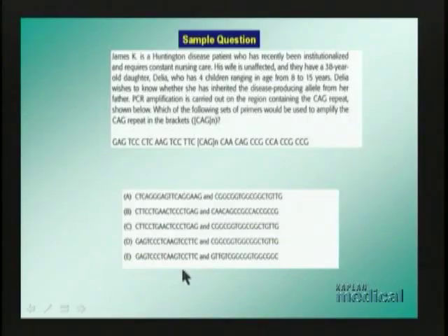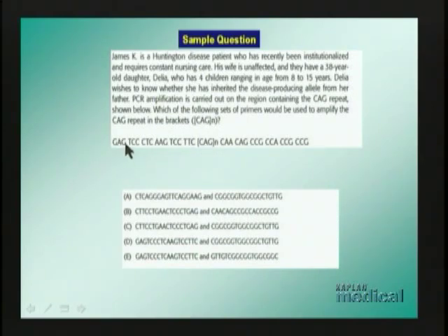Okay, so this is a patient who has Huntington's disease. And it says, which of the following sets of primers would be used to amplify the CAG repeat in the brackets? And the brackets is shown right here. What kind of set of primers would be used to amplify this? Again, you have 46 chromosomes, and on one of the chromosomes you have the CAG repeat. How do you find it? In other words, what kind of primers are being used?